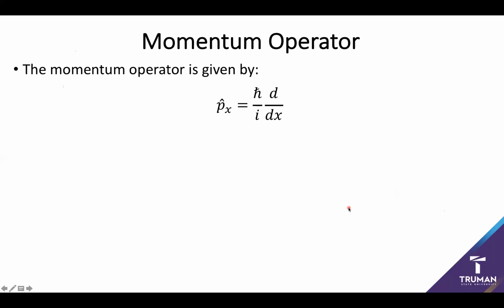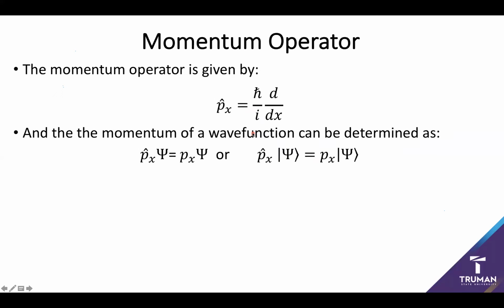This one looks like it's going to be trickier, and that's the momentum operator. So in order to determine the momentum of a system, you can apply our nice momentum operator, which is given as h bar over i times the derivative of our function with respect to position. This one looks like it's going to be trickier, especially with having an imaginary number in an operator. This looks terrible. But in actual application, it's actually not too bad.